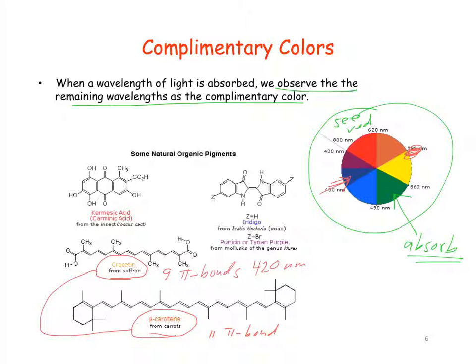All right, so beta-carotene is really orange, almost red. Let's put it over here somewhere. That means it's absorbing down here at like 480. So the more pi bonds, the longer the wavelength it's absorbing. This is a real qualitative thing here. So these are just some natural ones.